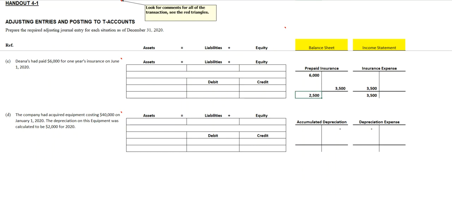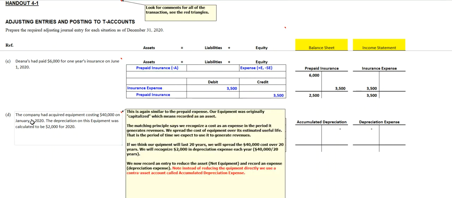Which leaves us with $2,500 in prepaid insurance, which is again perfect because at $500 a month, we still have coverage for January, February, March, April, and May, 5 months in the coming year. So we've recorded $3,500 of insurance expense in 2020, and we have $2,500 of insurance expense left to record in 2021. So our journal entry is a $3,500 debit to insurance expense and a $3,500 credit to prepaid insurance.